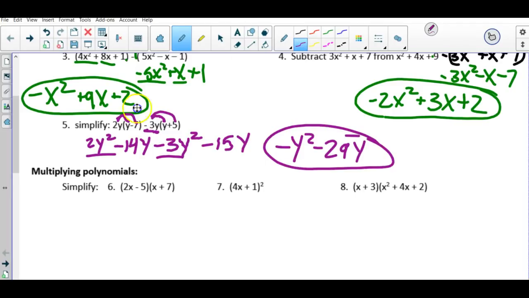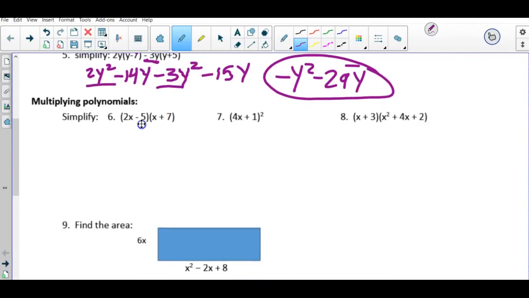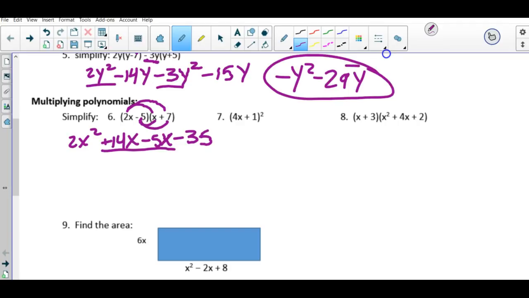So there's the first topic you need to know, adding and subtracting polynomials. We have multiplying polynomials. This is FOIL, or double distribution. 2x times x, 2x squared. 2x times 7 is plus 14x. Negative 5 times x is negative 5x. Those like terms will have to be combined. Minus 35. Combine these, we end up with 2x squared plus 9x minus 35.